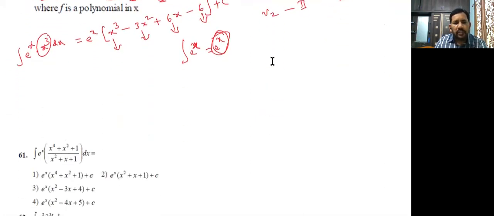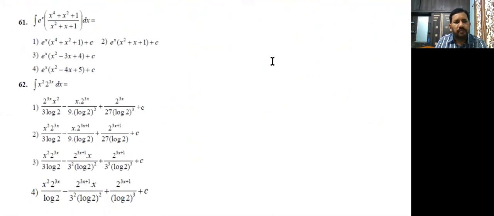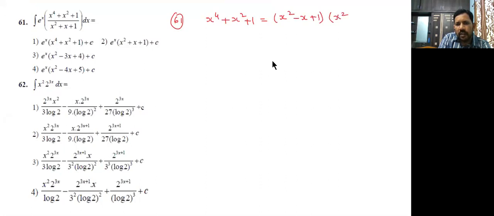Okay, now I am going to the first problem. See here, integration by parts, question 61. How to do that? x power 4 plus x square plus 1. This is a reducible factor. We can split into two parts, that is x square minus x plus 1 into x square plus x plus 1. If you have a doubt, multiply the right hand side terms, you will get the left hand side.